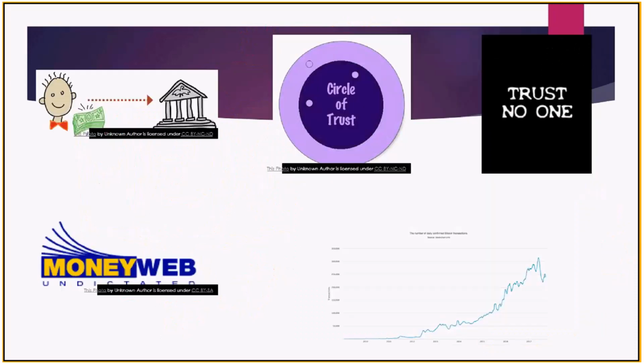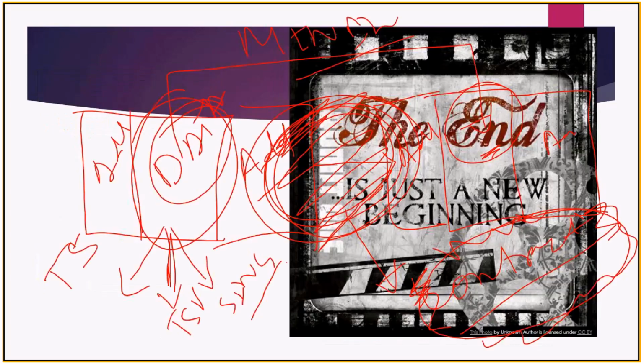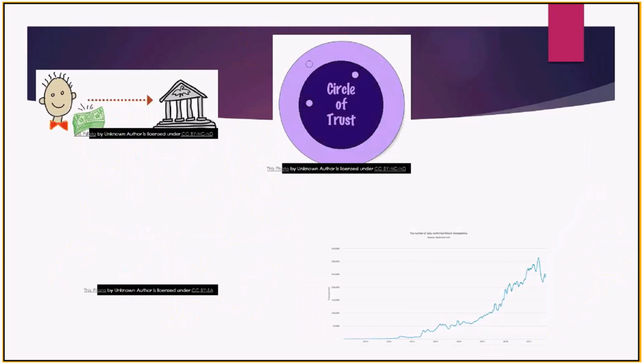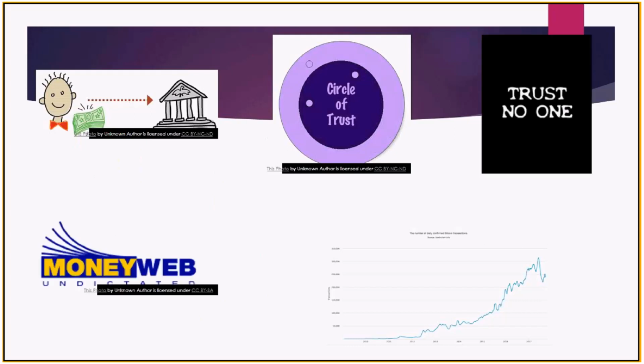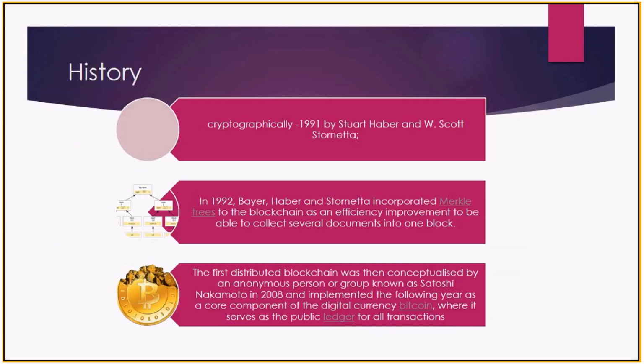Okay. Now we are going to see what banks have the history of this particular thing. The history of the Bitcoin is knee deep into the problems that the banks have done to us. So let's talk about the cryptography. In 1977, Stuart Haber and W. Scott created a paper in cryptography.